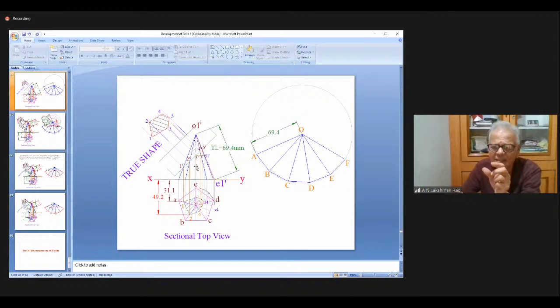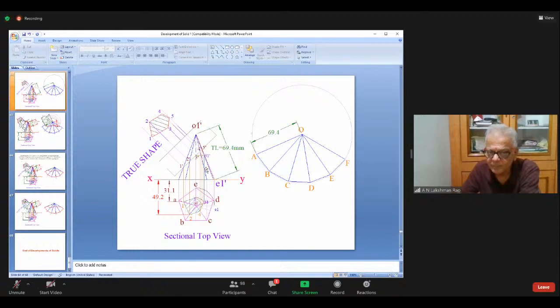That is a very small place. It may not be significant, but you have to take care of that also. Now, this true length is 69.4. If you measure O1 dash, E1 dash, and the previous one, you can see these red and blue lines are very close. They are almost the same, but a slight distance is there. That must be seen by the teacher for giving you full marks. Otherwise, they will deduct marks.